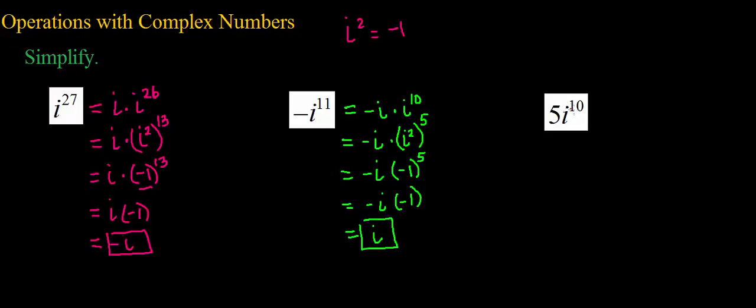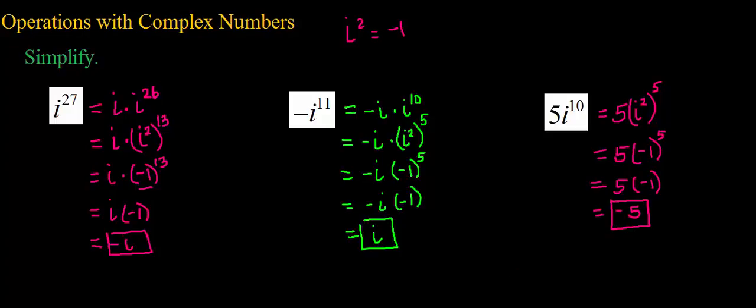For our last example, notice that this power is already even, so I don't have to break it up. This is what we're going to do. We're going to keep the 5. We're going to write i squared and raise it to the 5th power, because 2 times 5 is 10. And now this is going to equal 5 times i squared, which is -1 to the 5th power. And again, like we said, -1 to the 5th power is still -1. So 5 times -1 is equal to -5. And this is your final answer.